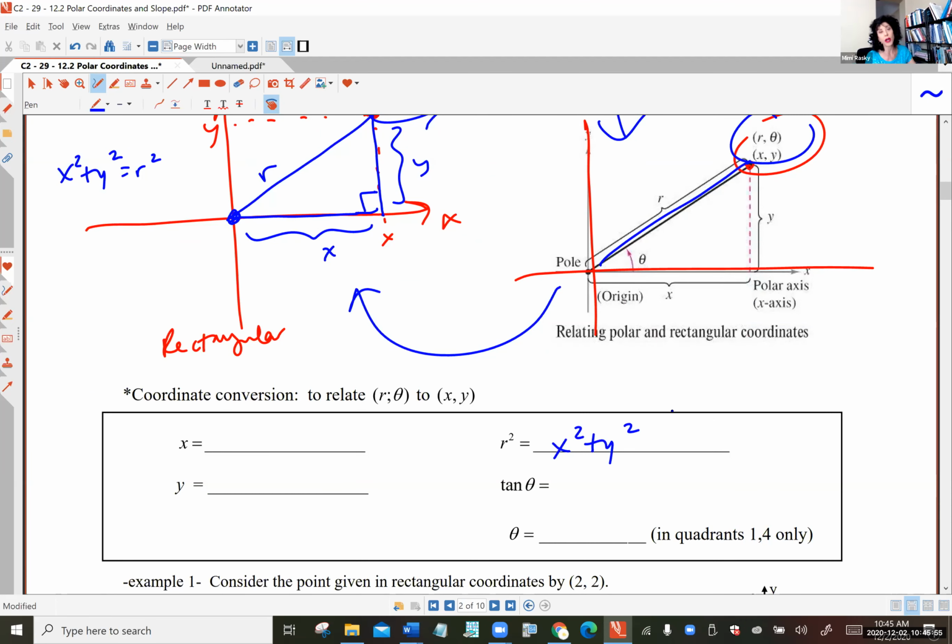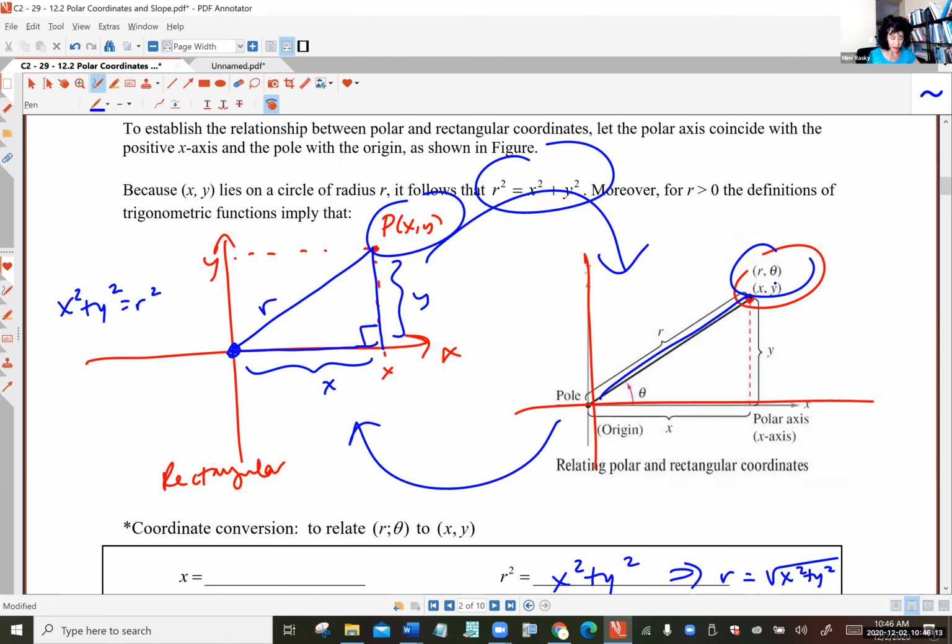And of course, you're going to square root both sides. So your R would equal plus or minus square root of X squared plus Y squared. But I'm going to choose the plus just because traditionally we like R's that are positive, although they can be negative, as I'll show you in a moment.